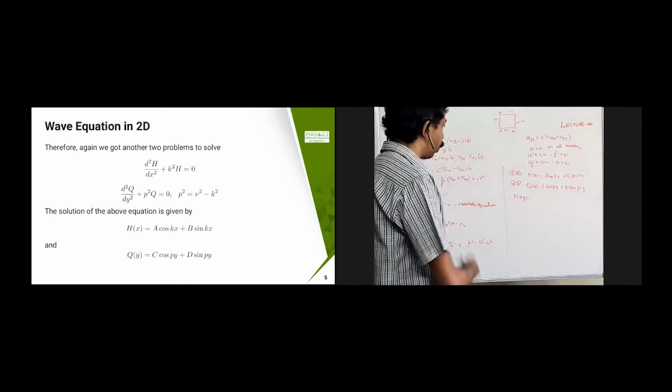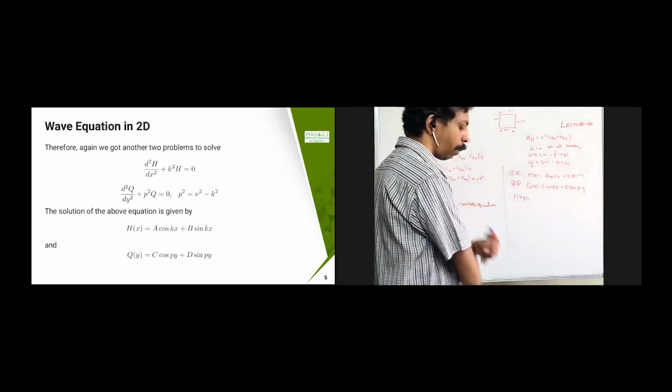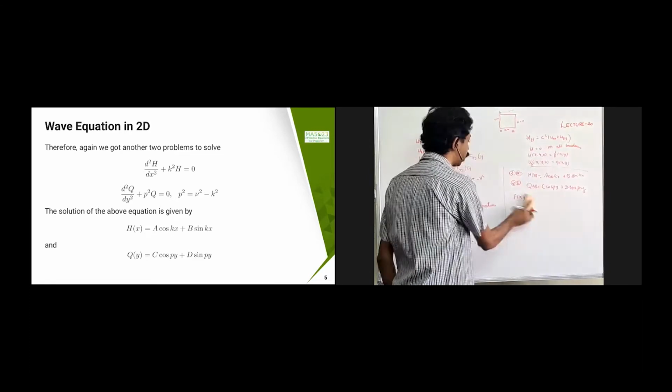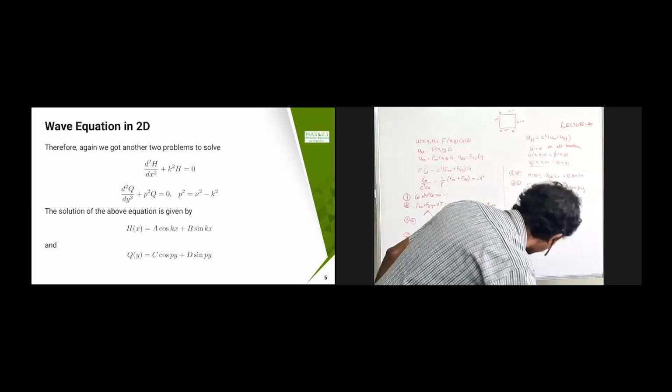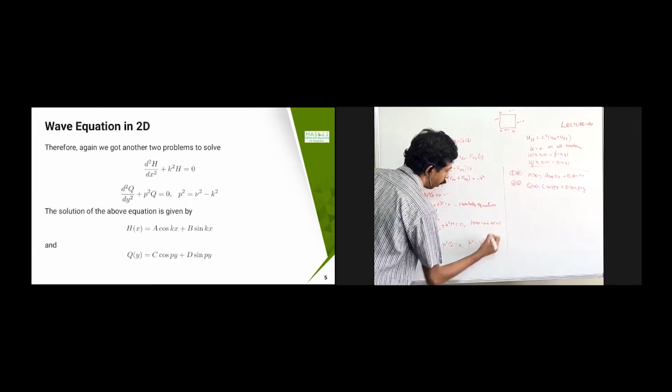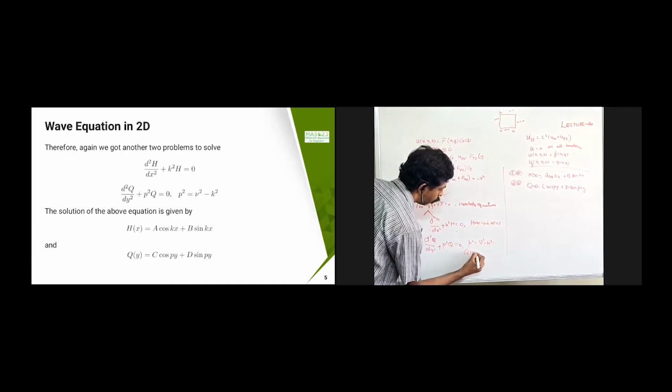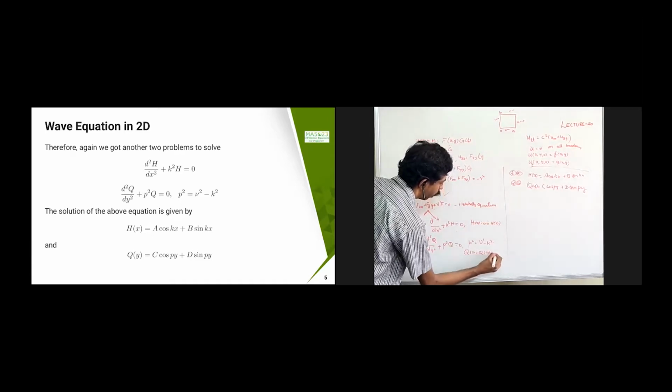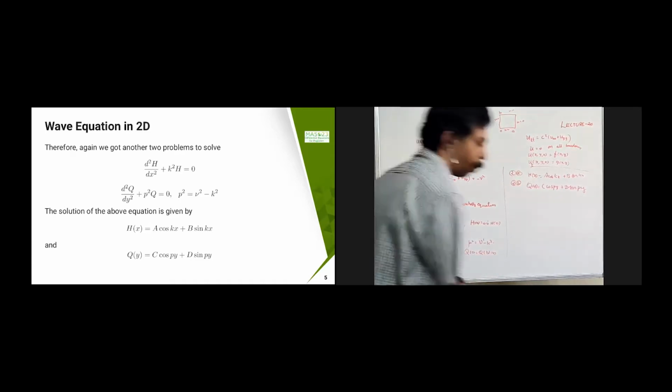Now, you are going to use the boundary conditions. So for this one, I have h of a equal to 0, h of 0 equal to 0, and for this one I have q of 0 equal to q of b equal to 0. This boundary condition I don't use, and then bring it down.